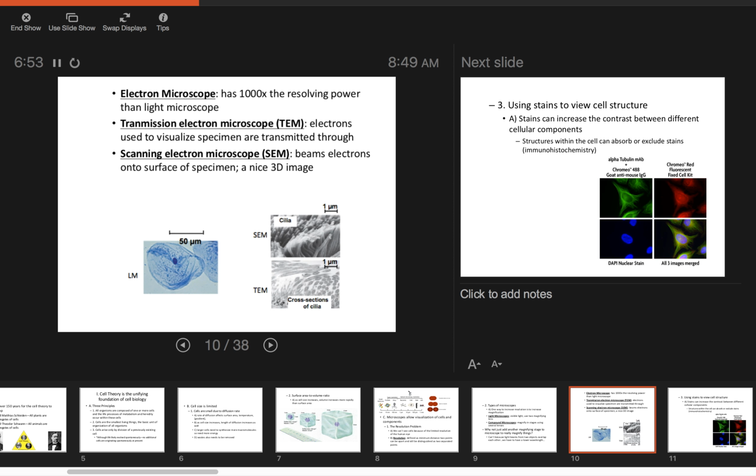This is a light microscope of a cheek cell. So is the TEM better than the SEM? Depends on what you're looking at. Because if you're looking at things inside the cell, then you want transmission. But if you just want to look at the outside of the cell surface, like how does a virus attach to a cell, well, then you might want to look at scanning. So they're both beneficial.